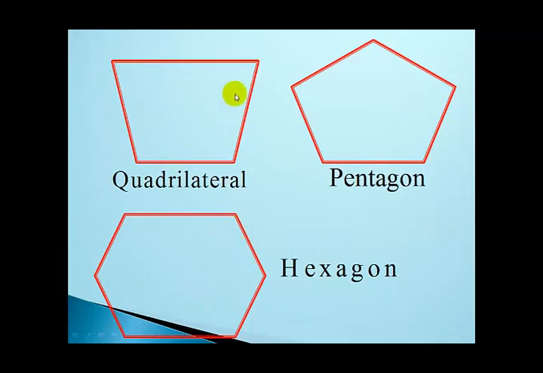We have a quadrilateral, and a quadrilateral is a four-sided figure, so we have four sides. We also have a pentagon. A pentagon is a five-sided figure, and so we have five sides as shown. A hexagon is a six-sided figure. These are some examples of a polygon.